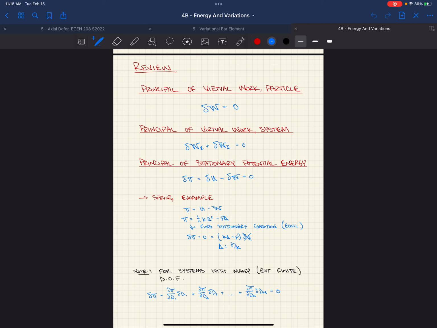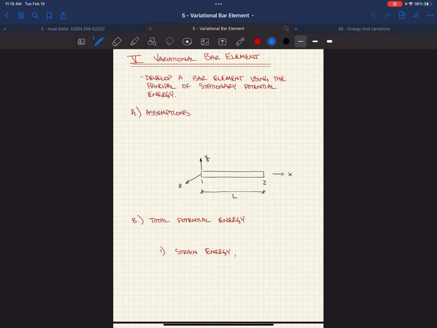And so let's look at how these principles help us if we are going to develop a finite element. We've done a lot of work with bar elements so far in class, so I figured we'd start with a bar element and run through the process of deriving a bar element through our principle of stationary potential energy, okay?